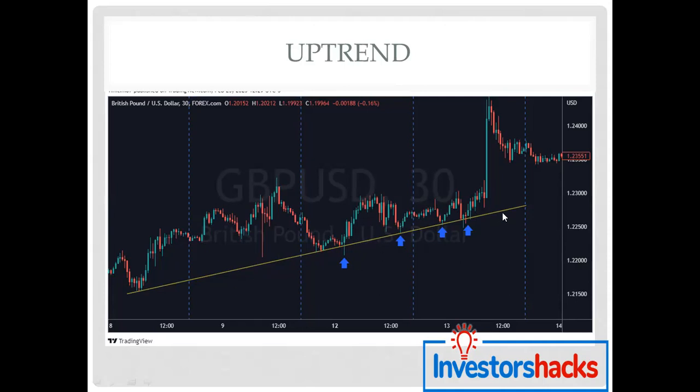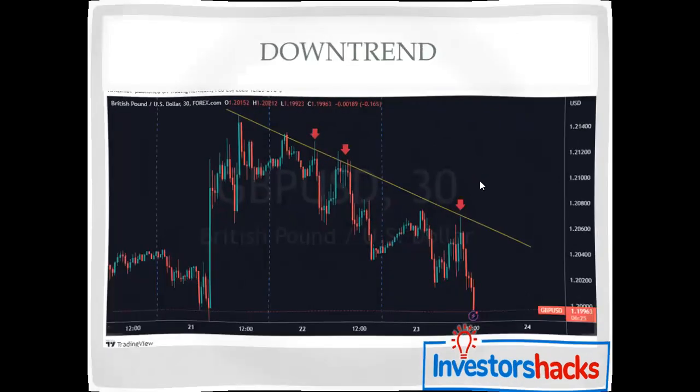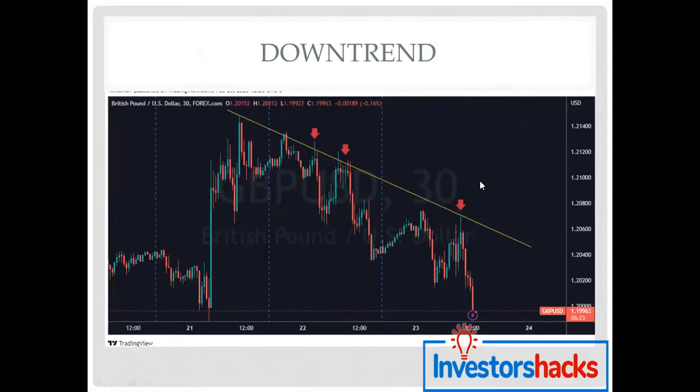So this is an uptrend. It's just like a support, okay, but it's slanted. The reason we are calling it a trend line is that it is supporting the price from going lower, so it's making the price keep going higher. Okay, we have the downtrend.